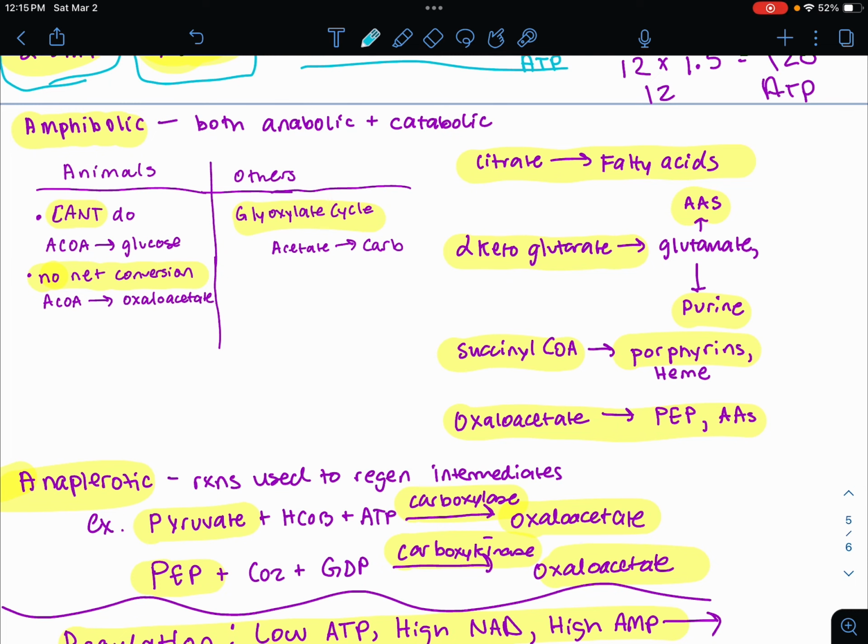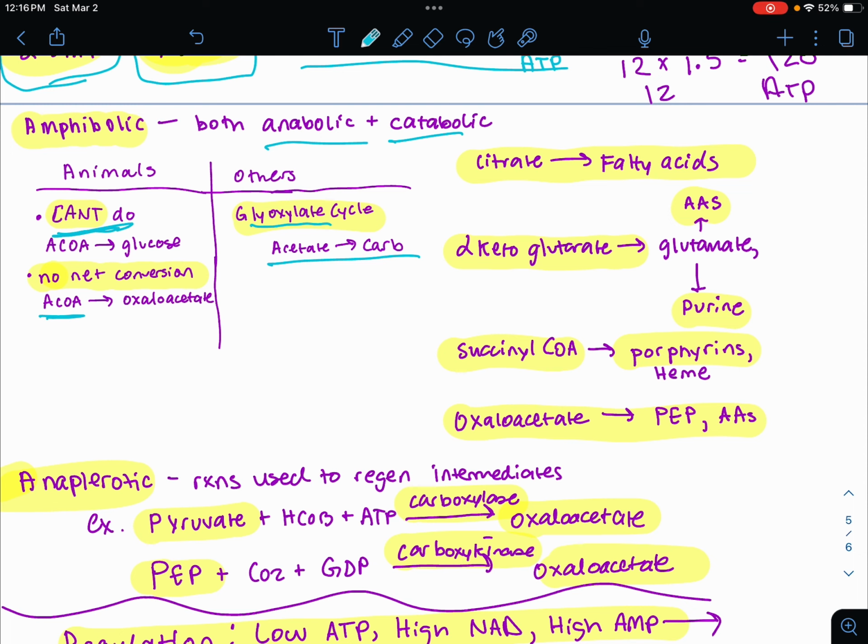Okay, so the citric acid cycle is an amphibolic pathway. That means it's both anabolic and catabolic at the same time. Animals, we can't do acetyl-CoA to glucose. We can't make that conversion. So therefore, there's no net conversion between acetyl-CoA and oxaloacetate. However, bacteria, plants, fungi, and protists can use the glyoxylate cycle where acetate will become carbohydrate. There's a difference there.